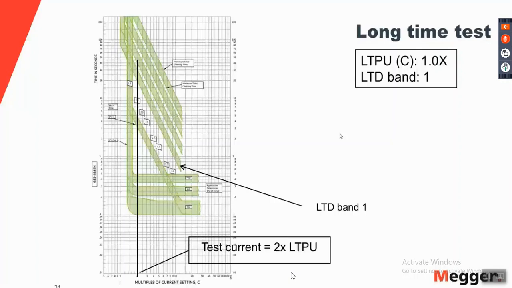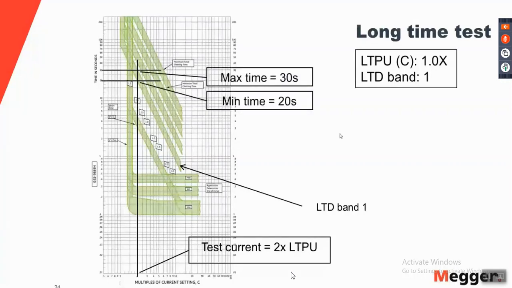The 2 points on LTD band 1 at which the vertical line intersects are the trip time limits for that particular test. So the max time in this case would be 30 seconds. The minimum time in this case would be 20 seconds. So to pass the test, the breaker will need to trip in a time between 20 to 30 seconds. If it trips earlier than 20 seconds or if it takes longer than 30 seconds to trip, it means that the breaker has failed the test.